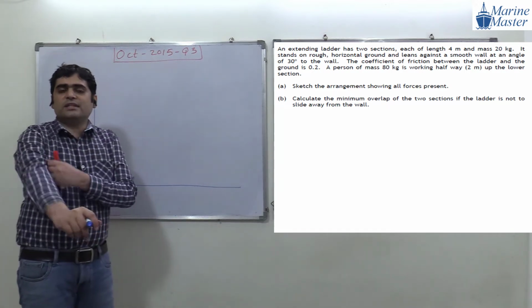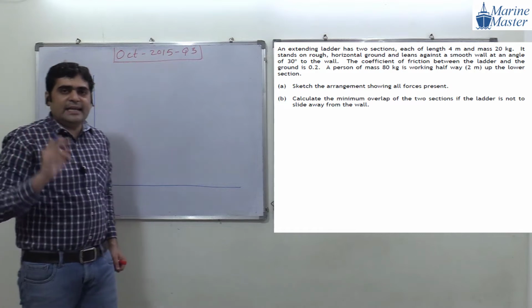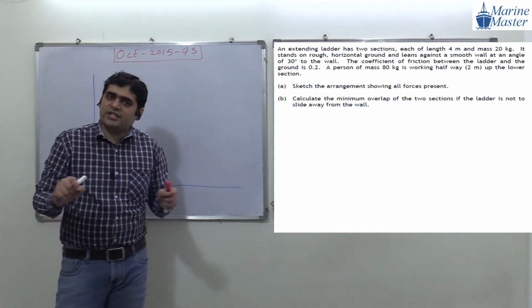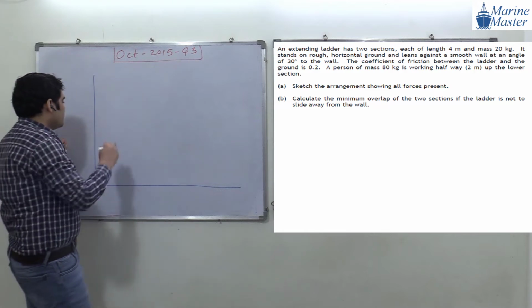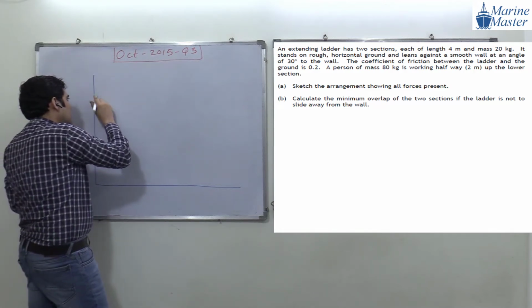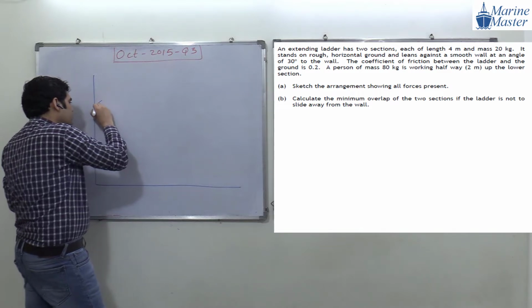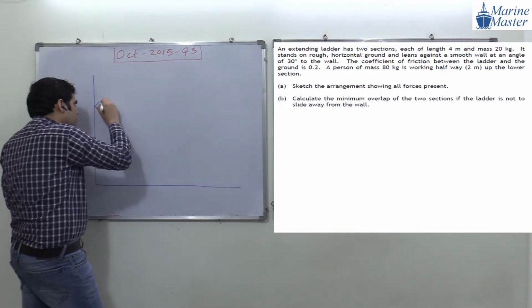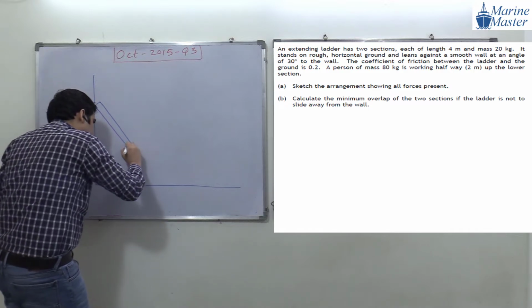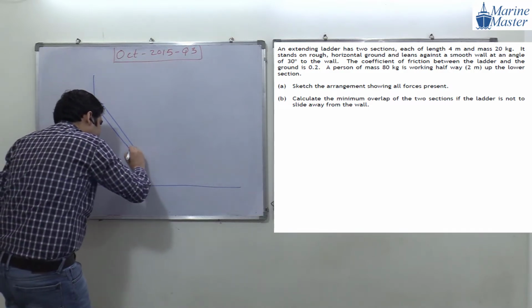What is with us here? We have an extending ladder. And what is the meaning of extending ladder? The length of the ladder can change, which means it has two sections. So here I am going to draw the drawing. Everyone, please observe this drawing. Drawings are very, very important in mechanics, so always try to draw good drawings, and bigger ones.